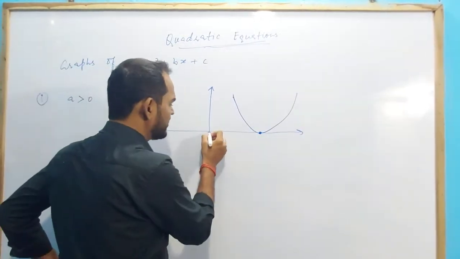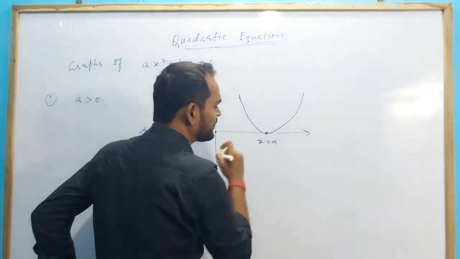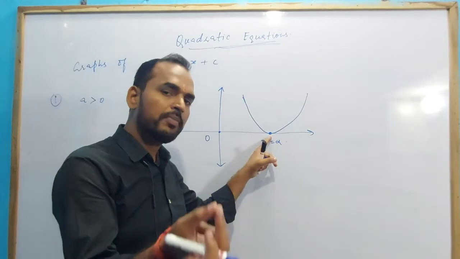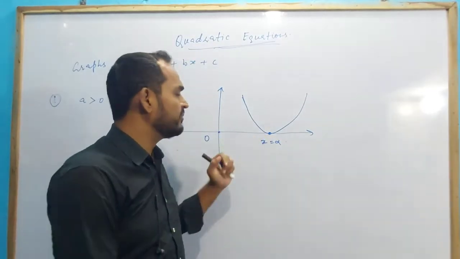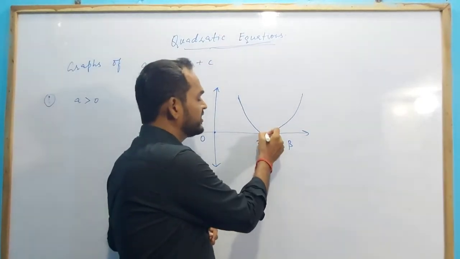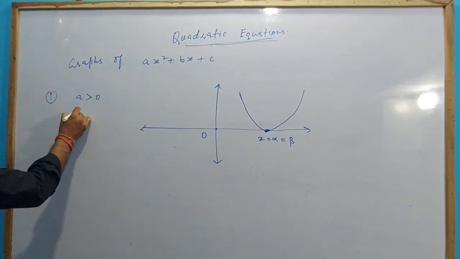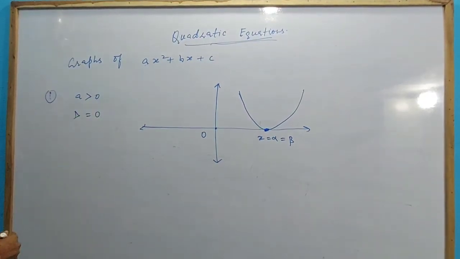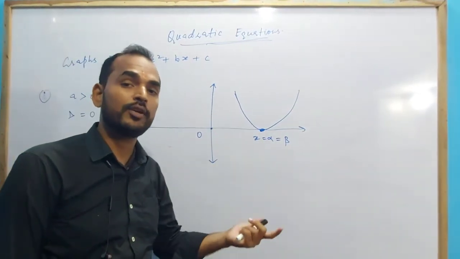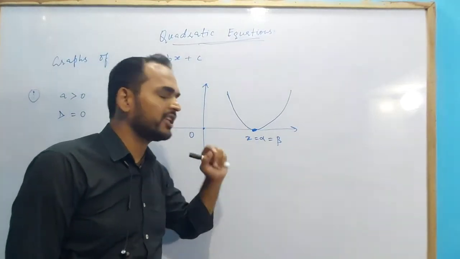It means the value of x, this is the origin, suppose here it is x equal to alpha, then there is one and only one root here, or you can say two roots but at the same point. It means alpha equal to beta. Simple. And this location is this. So what does it mean? a greater than 0 and d equal to 0. When d equal to 0, then roots are equal. And at that time the parabola will simply touch the x-axis.